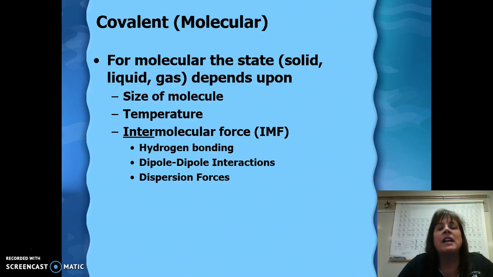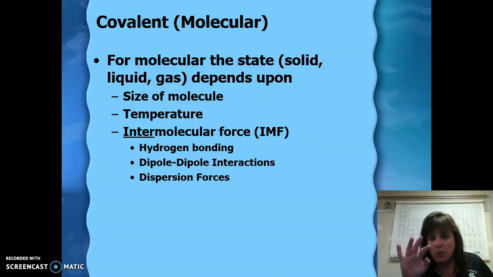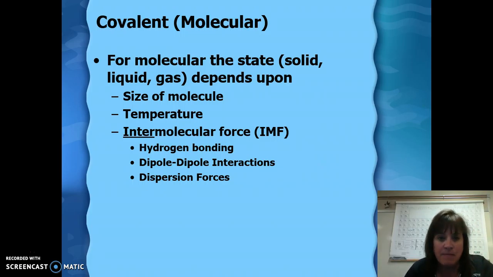Now, molecular compounds or covalent compounds, their state depends upon more things, right? All ionic compounds are solids. Most metals are solids except mercury. That's the one exception. But for our covalent or molecular compounds, the state of the substance, whether it's a solid, liquid, or gas, depends on a couple things. The size of the molecule. If it's bigger, it's going to be a solid. Temperature, if it's really cold, it's going to be a solid. And the intermolecular force, or what I call IMF. There are three types of IMFs: hydrogen bonding, dipole-dipole forces, and dispersion forces, and we are going to talk a lot about them in class.